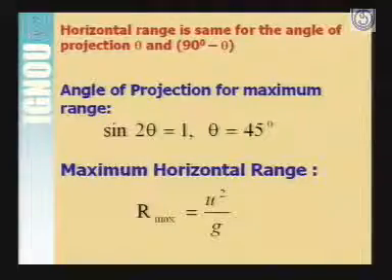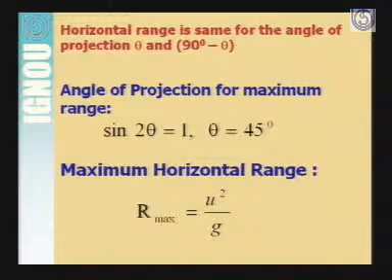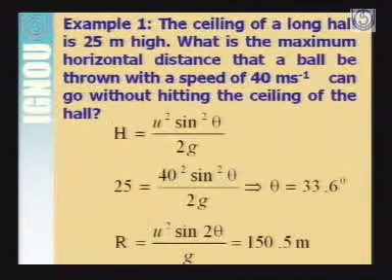Here you see that for the maximum range we have substituted the value sine 2 theta is equal to 1. In that condition we will get theta is equal to 45 degree. So this is the condition for the maximum range. The ball has to be thrown at an angle of 45 degree so that we can get the maximum range. So R max denotes the maximum horizontal range, that is u square by g.